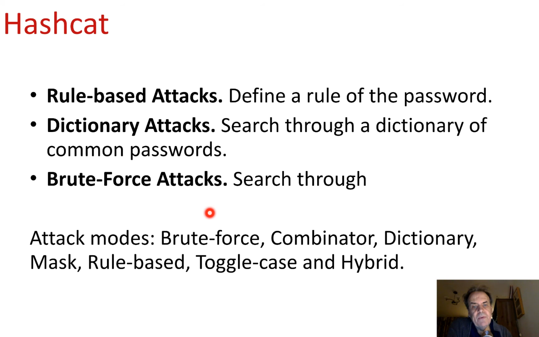So the main attack modes are brute force and combinator. Combinator will take words and add them onto each other. Dictionary will take a standard dictionary of passwords. Masking methods, where we can actually define an outline mask. Rule-based, where we define the rules for building the passwords. Toggle-based and hybrid. So hybrid will allow us to mix several methods, and toggle-based allows us to toggle maybe the last character or the middle character, or change an A to an at, and so on.